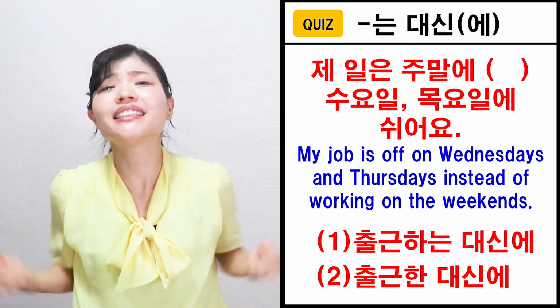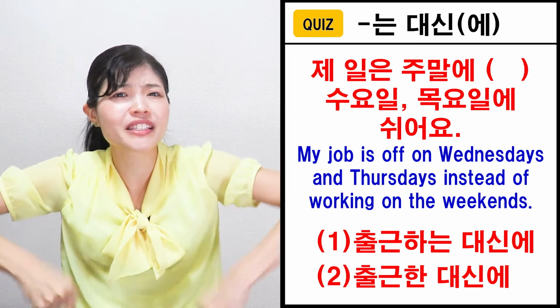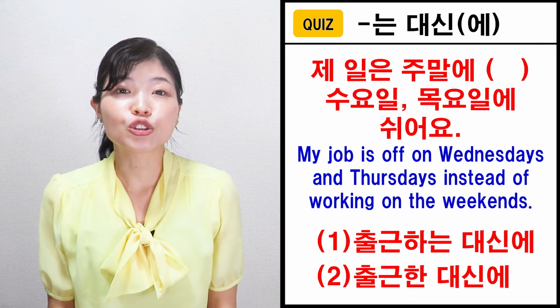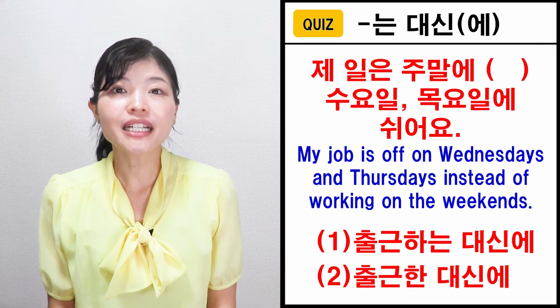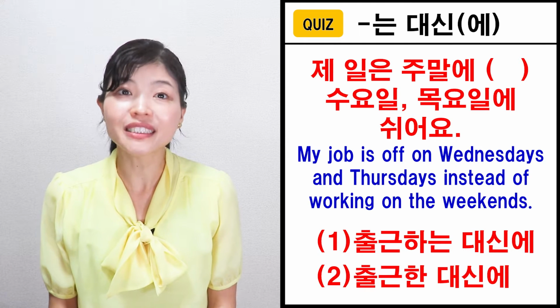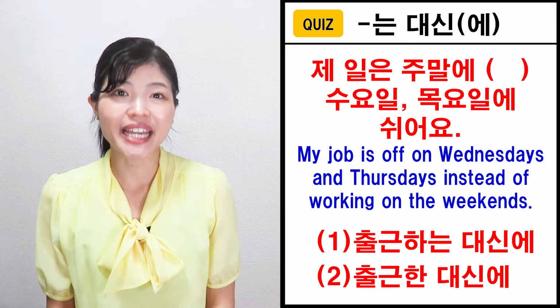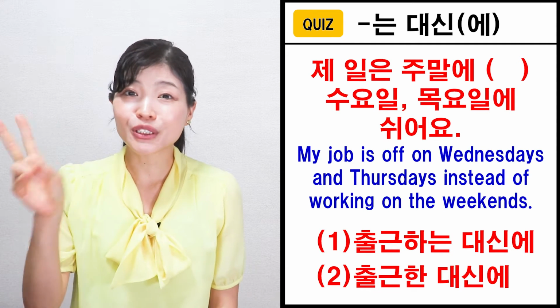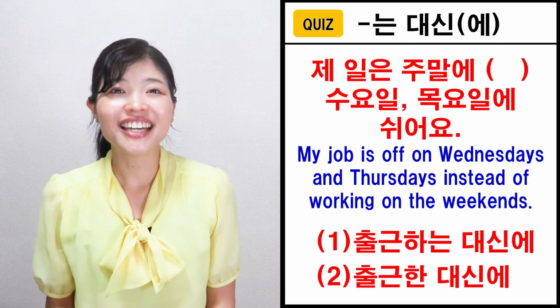Quizzes! Then let's deepen our understanding with some quizzes. Which one is the correct answer? 제 직업은 주말에, 수요일, 목요일에 쉬어요. My job is off on Wednesdays and Thursdays instead of working on the weekends. Number 1, 출근하는 대신에. Number 2, 출근한 대신에.